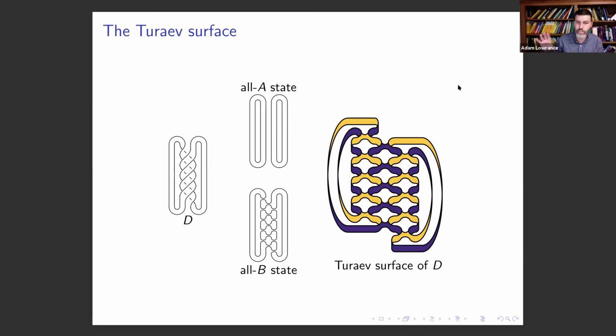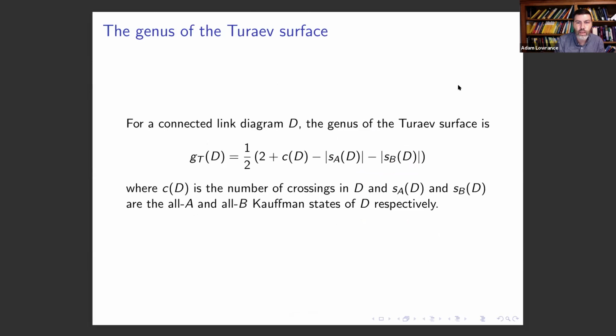To get the Turaev surface, you would cap off the boundary components with disks. And the all A state sort of lives above at the top of those saddles, and the all B state lives at the bottom of those saddles. And then it turns out that if you have a connected link diagram, the genus is exactly that blue term that we had before. So let's think about this for a minute.